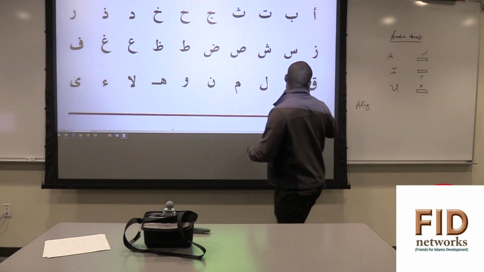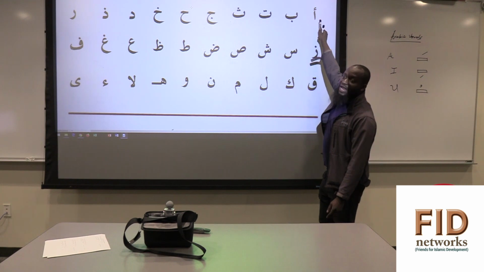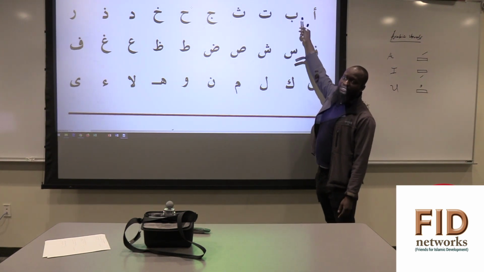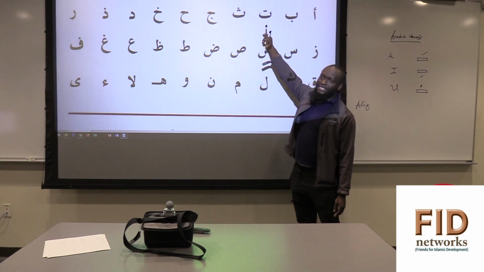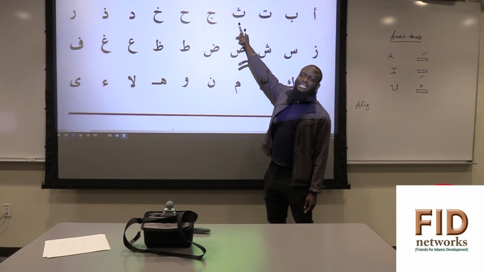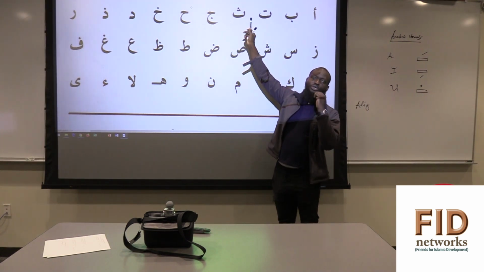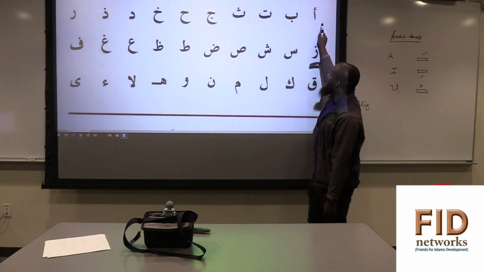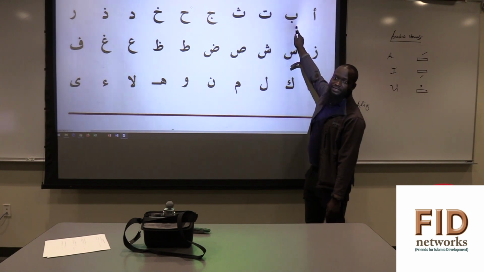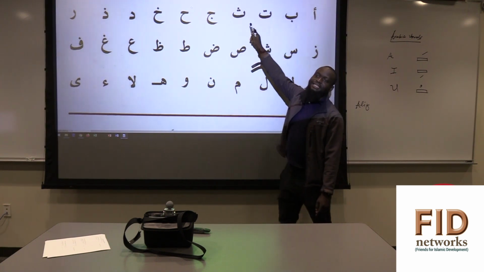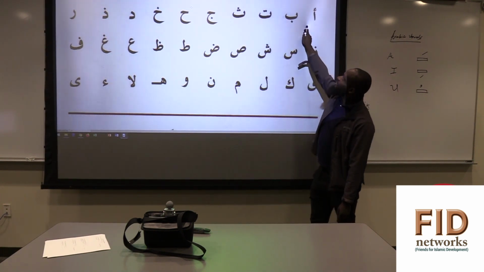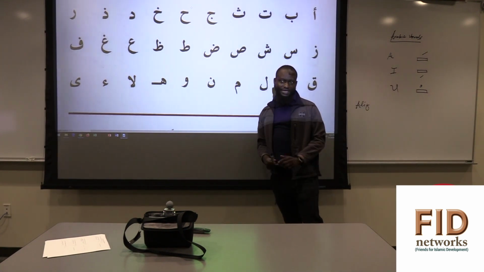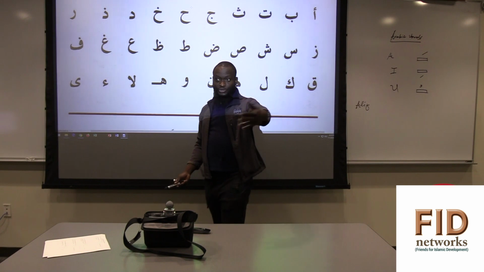So I'll start here. This is called Alif, okay? This is called Ba. So this is our A, this is our B. This is Ta, like T. And this is Tha. You put your tongue between your teeth, Tha, okay? So I want you to read after me. Alif, Ba, Ta, Tha. Okay? They already memorized it.